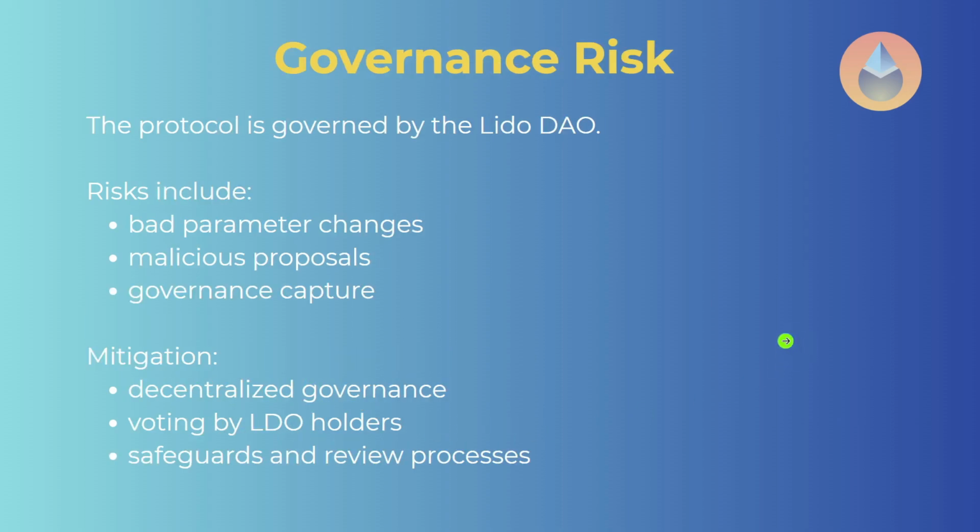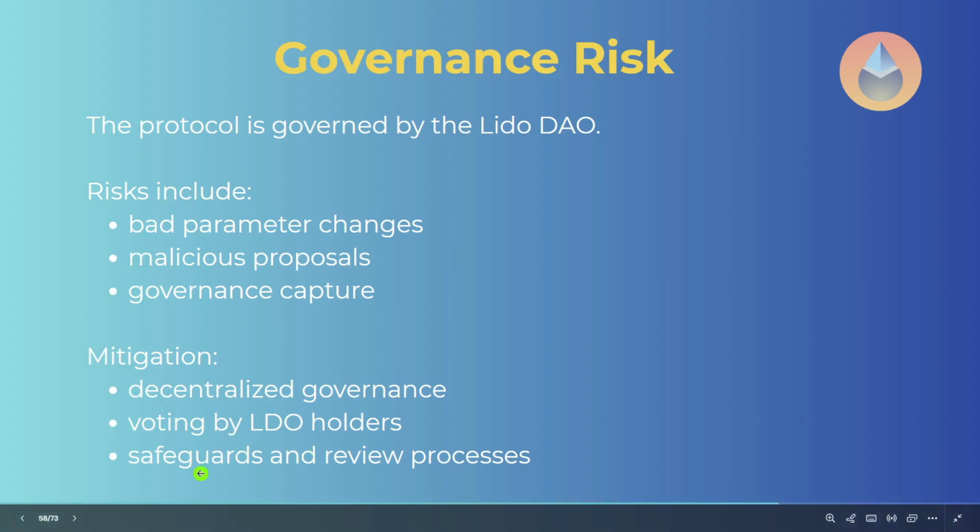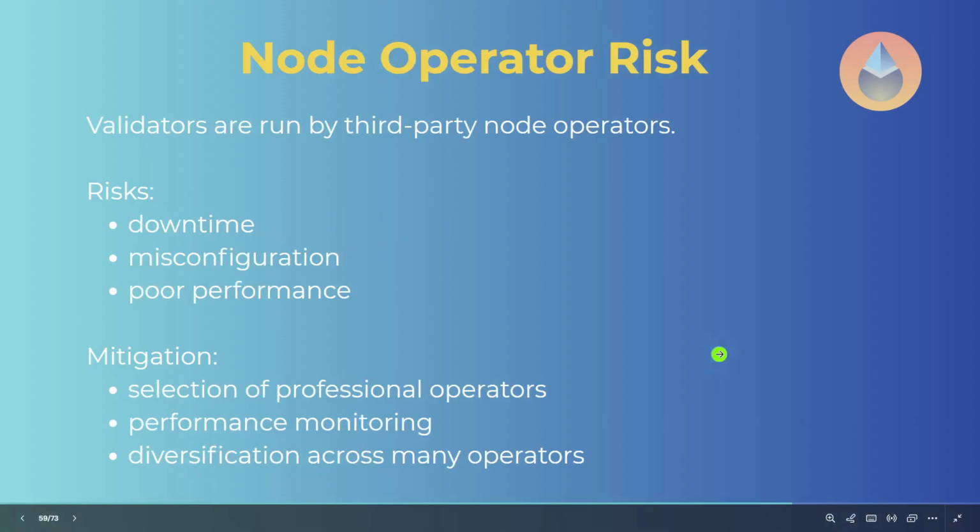Let's talk about the governance risk. The protocol is governed by the Lido DAO. Risks include bad parameter changes, malicious proposals, governance capture. Mitigations are decentralized governance, voting by LDO holders, safeguards, and review processes.